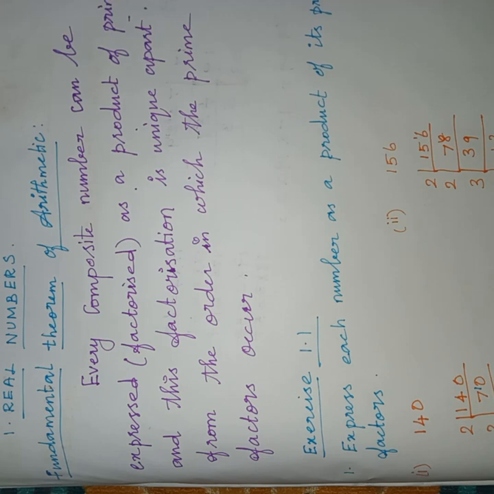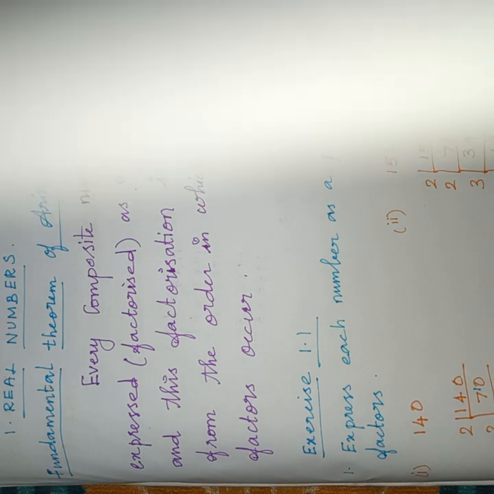We are going to see the first chapter, real numbers. In this chapter, they are discussing the fundamental theorem of arithmetic. So, first we must know the theorem and then we can do the sum problems. For this theorem, we must know what is a prime number and what is a composite number.